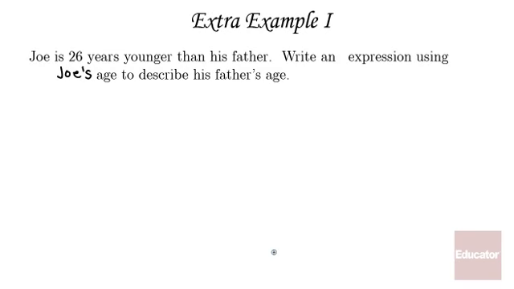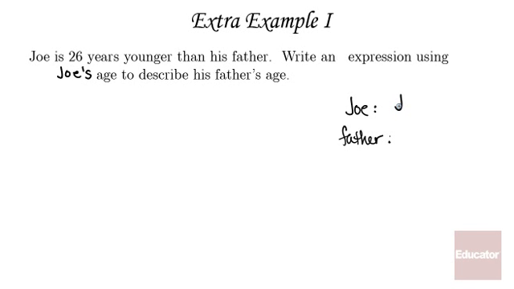Joe is 26 years younger than his father. Write an expression using Joe's age to describe his father's age. If you have a hard time beginning a word problem and translating it into an algebraic expression, it's helpful to write out the characters of the problem. For example, in this problem, we have Joe and we have his father. And since the problem has asked us to use Joe's age to describe his father, we're just going to make it very simple that Joe is J years old.